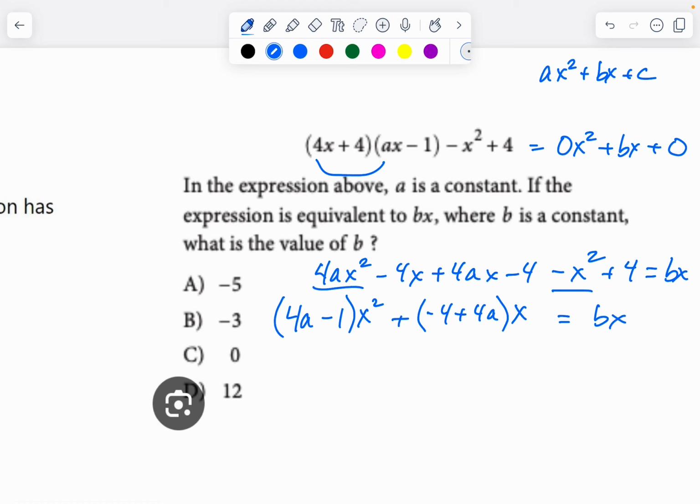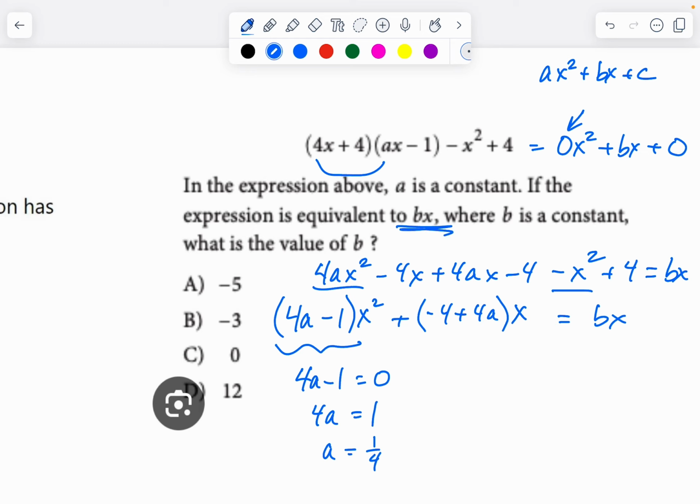If the expression is equivalent to bx, what I think that means is that a has to equal, oh yes, okay, I'm not wrong. Because this has to go to 0, I need 4a minus 1 to equal 0, so then 4a would equal 1, therefore a would equal 1/4. We knew that had to go to 0 because we said back up here that it was only equivalent to bx.